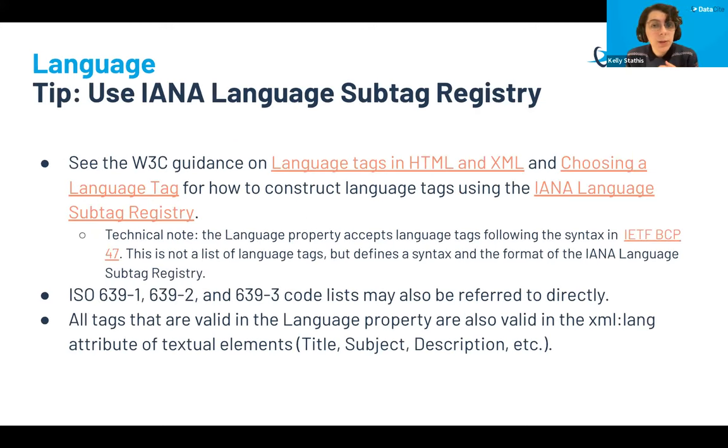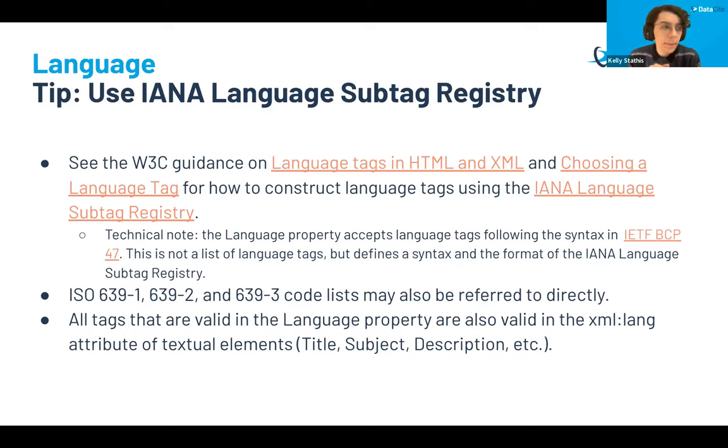The two letter codes from ISO 639-1 are widely recognized and supported, but they don't cover everything. So one resource I like to share for selecting language codes is the W3C guidance on language tags. And specifically, they have guidance on using the IANA language subtag registry. This registry includes codes from different code lists, primarily the ISO 639 lists, and it aims to recommend the shortest possible specific code for a language.